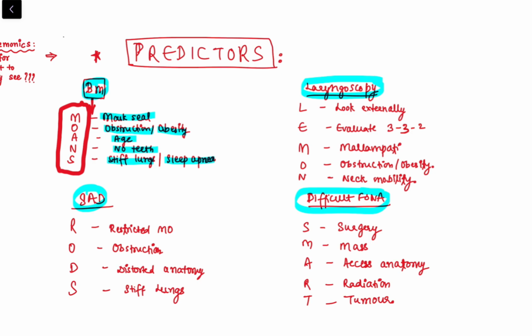The second component is supraglottic airway devices. The mnemonic is RODS. That is restricted mouth opening, because if the mouth opening is restricted, how will you insert a supraglottic airway device, right? Then obstruction, and any distorted anatomy, because even if you insert a supraglottic device, there will be a leak, and again the stiff lungs.